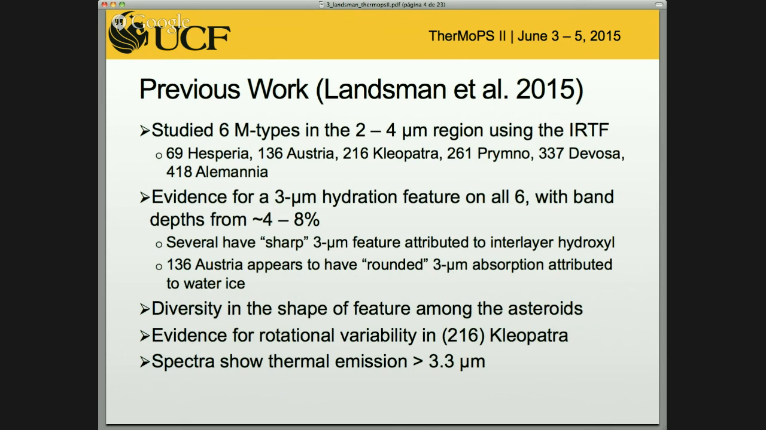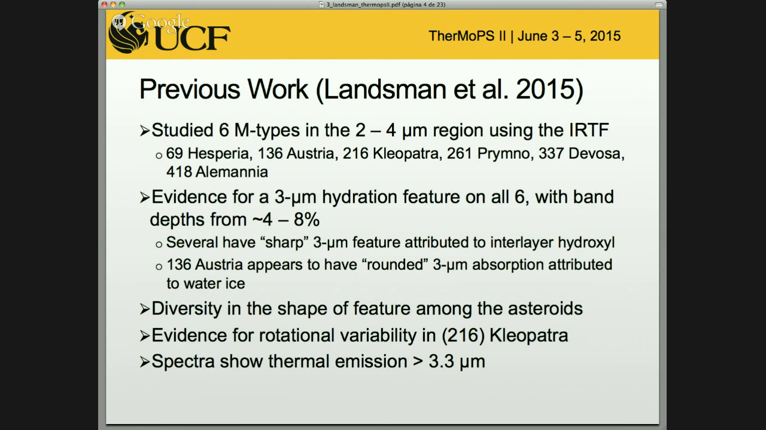And on the next slide, I have a picture of those spectra. What was interesting was we saw diversity in the shape of the feature. As I mentioned, the shape of that feature tells you a bit about the nature of that hydration. So some of them had a sharp 3 micron feature attributed to hydrated silicates, hydroxylated silicates. One of them had a rounded 3 micron feature that's been attributed to water ice, or maybe goethite. And there are a few that have some strange 3 micron features, but it's interesting that we see diversity.